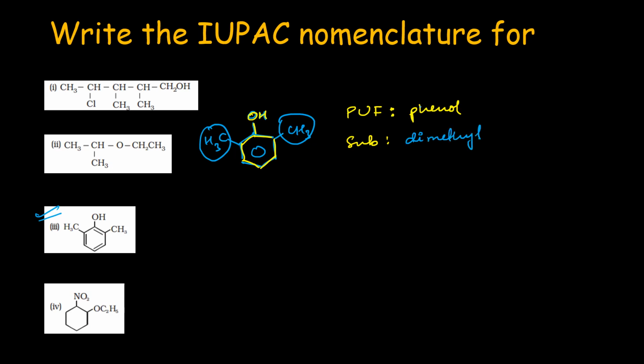This dimethyl is now on phenol. It is what? Benzene ring with OH. So the OH carbon will get the first number, followed by second methyl, third, fourth, fifth, and then sixth methyl. So we'll have this as 2,6, right? So this will be 2,6 dimethyl phenol. Please write this down.